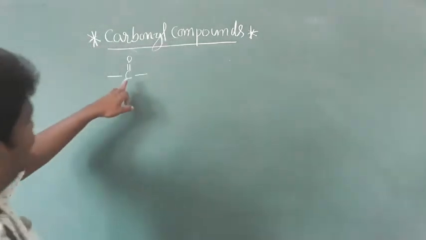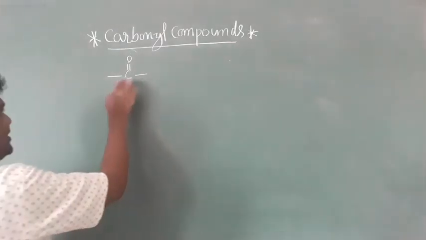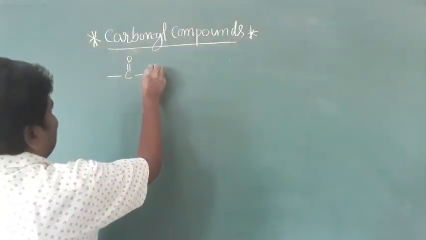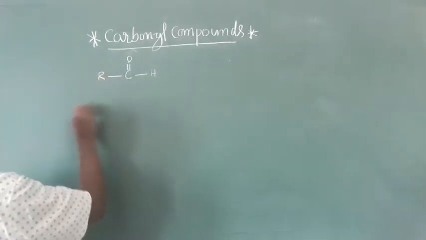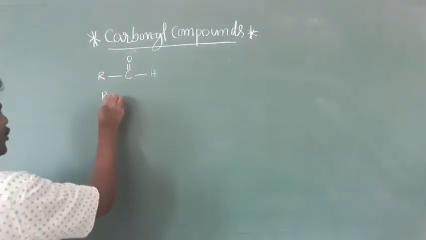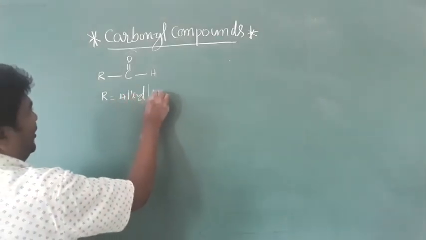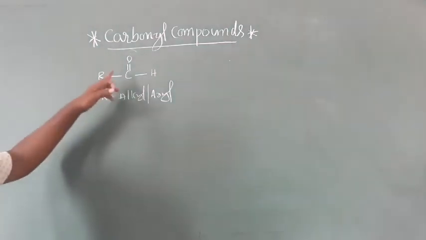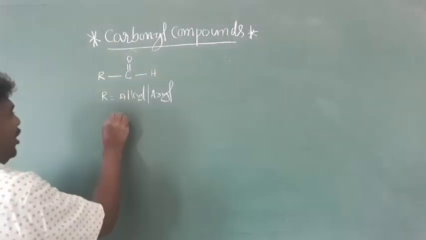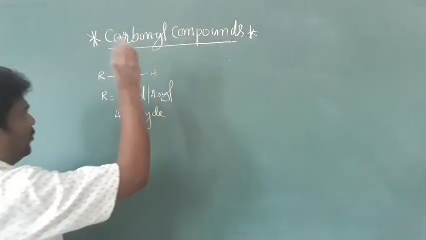Now see here, you have to see the two remaining valencies. One valency is satisfied by H, another valency is satisfied by R. What is R? R is an alkyl or aryl group. This is called an aldehyde. Aldehyde. It is very important.